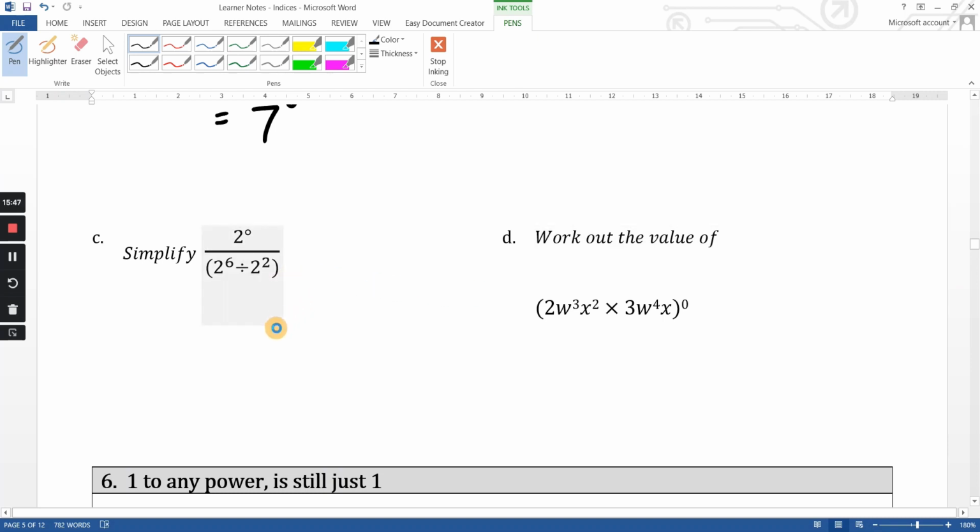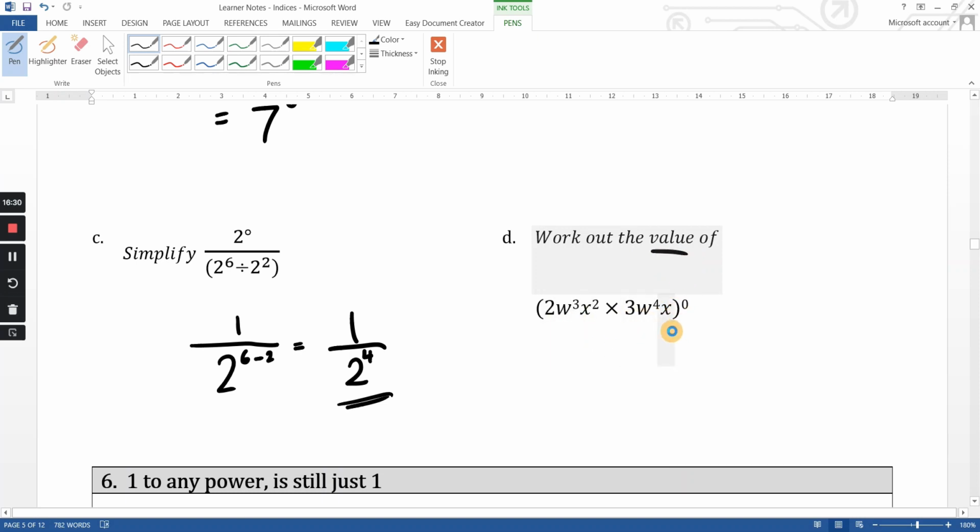Part C. Oh, it's quite interesting. So let's do it bit by bit. The bit on the top, the numerator here, that's 2 to the power 0. That's going to give me 1 over 2 to the power 6 divided by 2 to the power 2. So that's rule number 2. You're going to have to take away the powers. So that's 2 to the power 6 minus 2. So that's the same as 1 over 2 to the power 4. Yep, we can't simplify that anymore. That's your final answer.